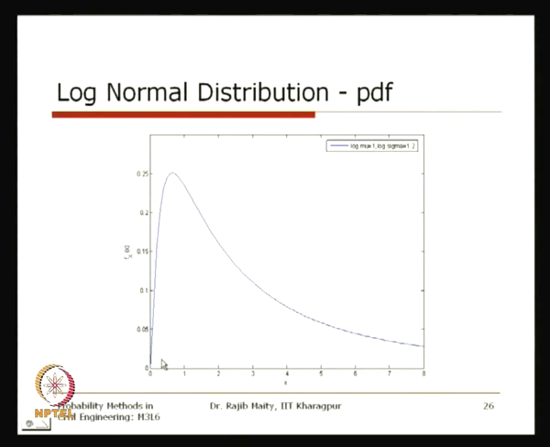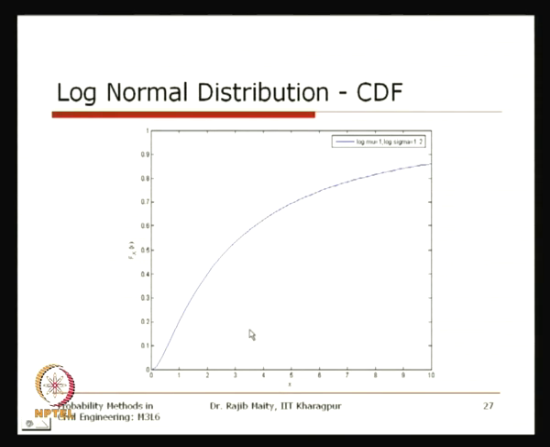This is how a log normal distribution with mu equal to 1 and sigma equal to 0.12 looks like. It is lower bounded by 0 and goes up to plus infinity, which is the support for this log normal distribution. Similarly, this is the cumulative distribution function for the log normal distribution.